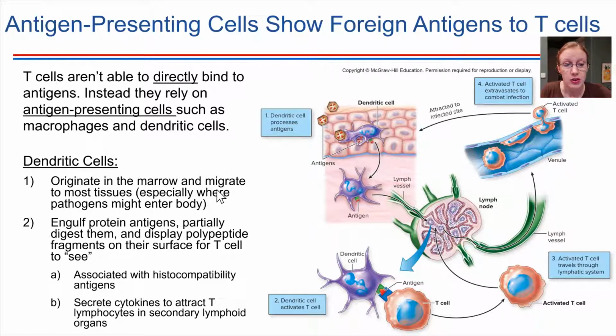So dendritic cells, their whole job essentially is to engulf antigens and then to partially digest them and to show them on their surface, and that allows the T cells to realize, oh, there's a pathogen present, need to get activated. The way that antigen-presenting cells show their fragments to T cells is through the action of histocompatibility proteins.